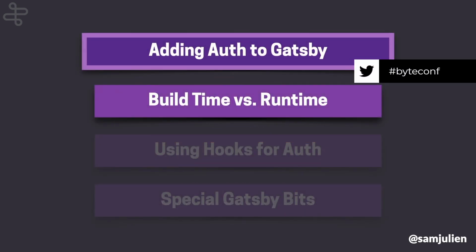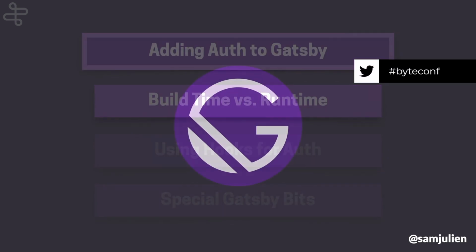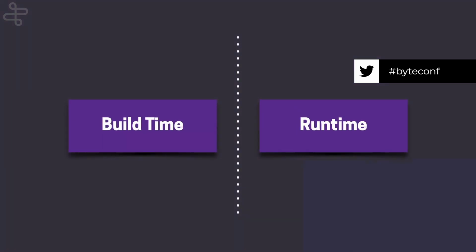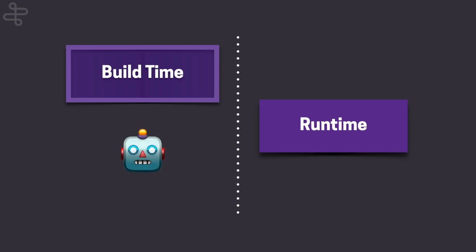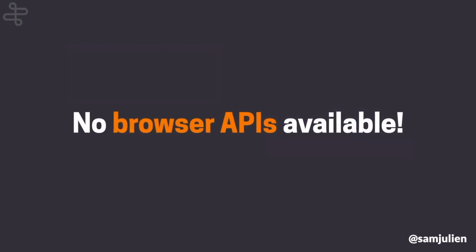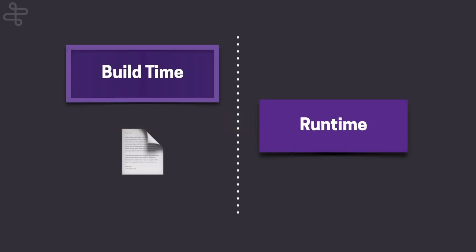Okay, so let's talk about build time versus runtime. Gatsby makes this distinction between build time and runtime. So what do we mean by that? Build time means the process of using the server to compile the site into files that can just be delivered to a web browser later. What's important to know about this part of things is that there's no browser APIs available to you here. Something like window or document just doesn't exist in the build time. So that's build time, basically the server side of things.